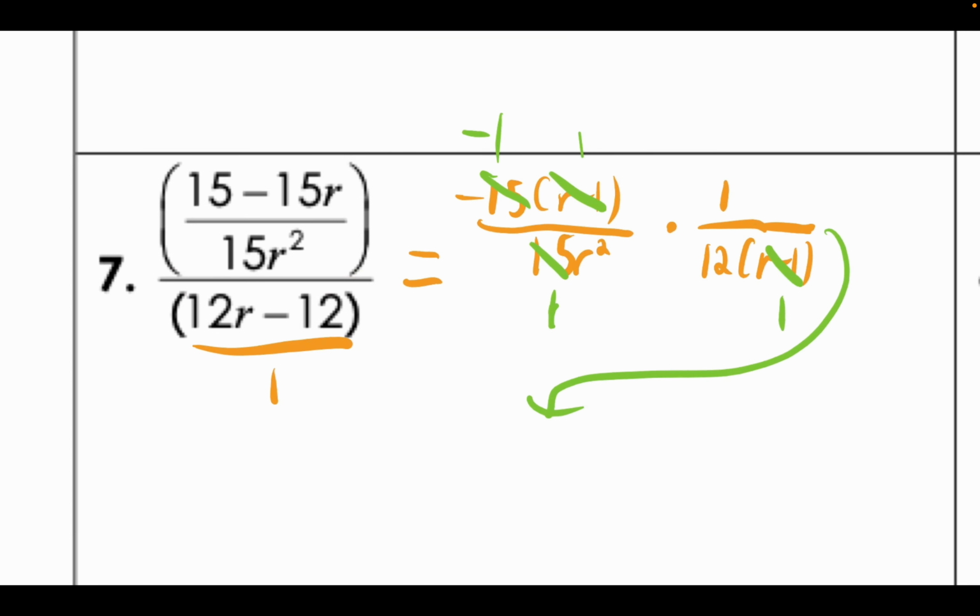So as I continue on the top I have a negative 1. On the bottom I have 12r squared. And that'd be my final answer.